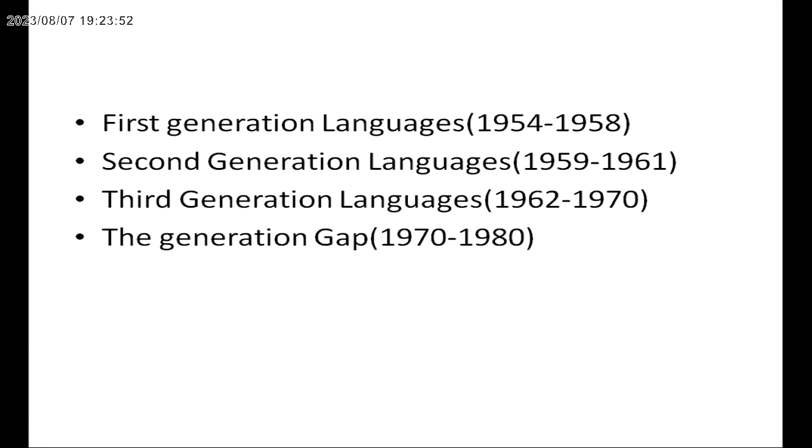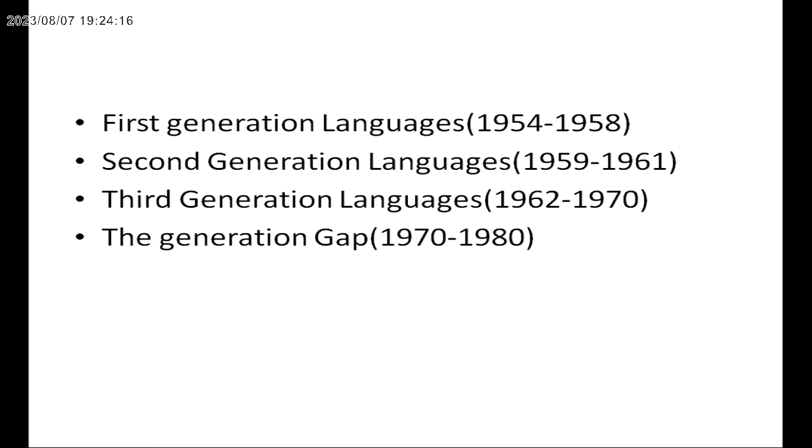Next, second generation languages. In these languages, Fortran 2 was introduced. Next, Algol 60 was introduced. Next, COBOL languages. COBOL languages are used for data description and file handling processing. Next, list processing. List processing and pointers, garbage collection are used in second generation languages.